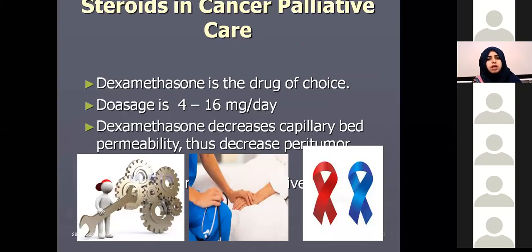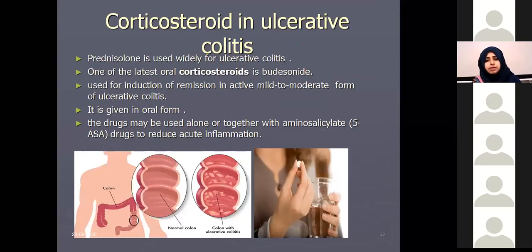Okay. So some other uses: we can give steroids in cancer palliative care. Dexamethasone is our drug of choice, and basically it decreases capillary bed permeability and thus decreases peritumoral edema. Okay. Then it can be given in ulcerative colitis. Not only in ulcerative colitis, it can be given in all the autoimmune diseases like IBD, rheumatoid arthritis, SLE and others.